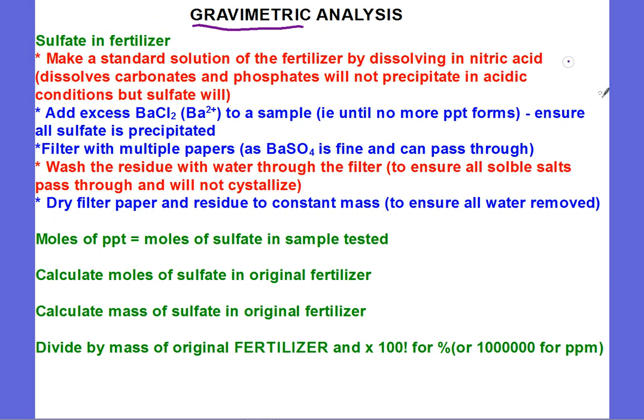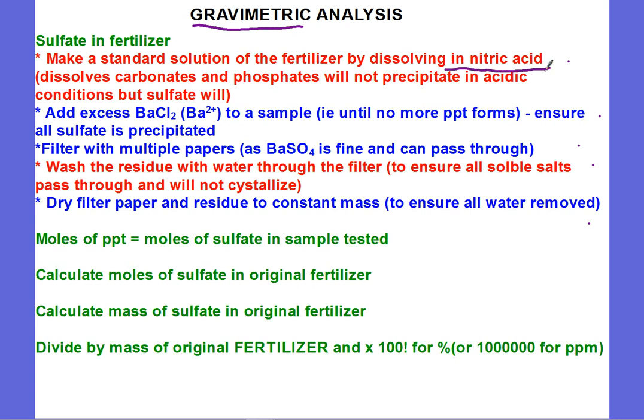And what I've done is written down the key steps of the method that relate to the accuracy in gravimetric analysis, and I've used a color code here. The red steps were to avoid overestimates, and the blue steps were to avoid underestimates. So the first thing we did was we made a standard solution of the fertilizer by dissolving in nitric acid.